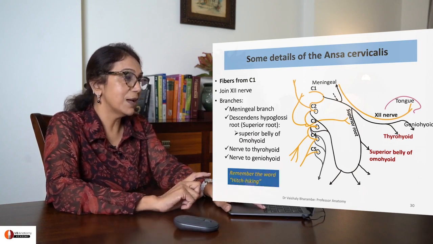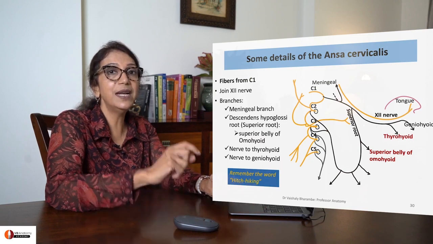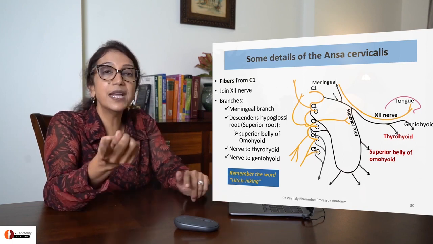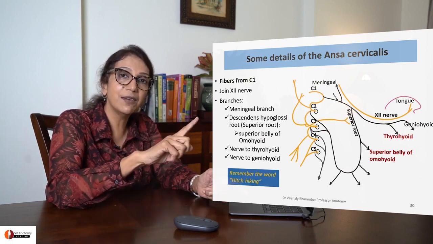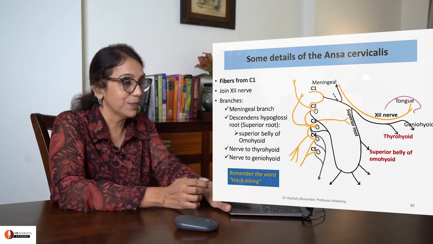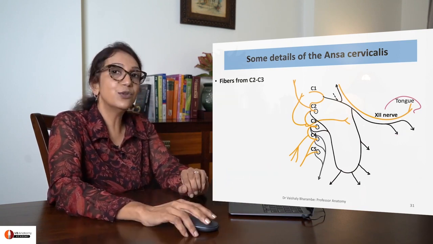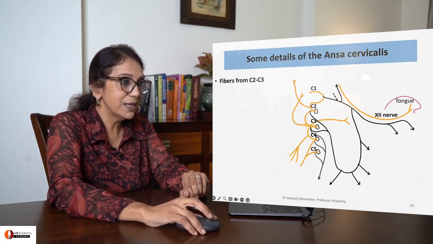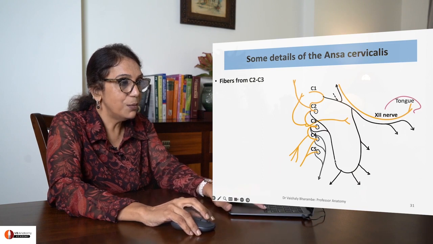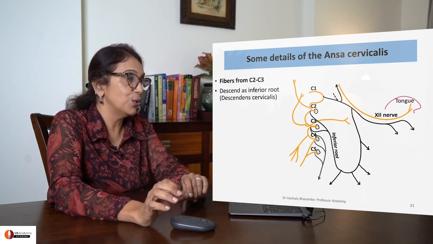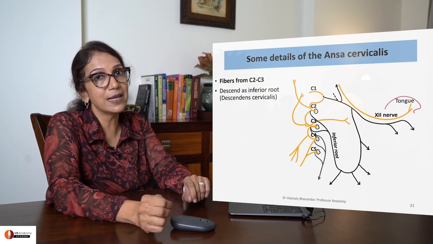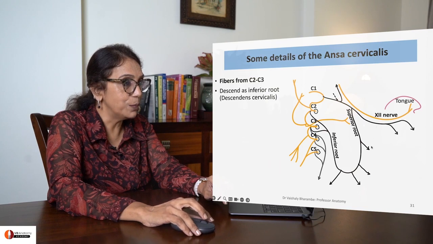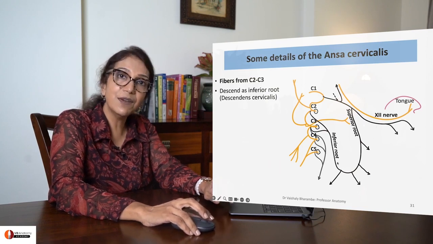Let's go to the fibers coming from C2, C3. Before that, the term I want you to remember, yes, hitchhiking. Who is hitchhiking with whom? C1 is hitchhiking with the 12th cranial nerve. Right. Let's now go to C2, C3 fibers. As you can see, fibers from C2 and C3 begin to travel together, forming what is called the inferior root, also called Descendens cervicalis. This inferior root meets with the superior root to form a loop, which is called the Ansa cervicalis.